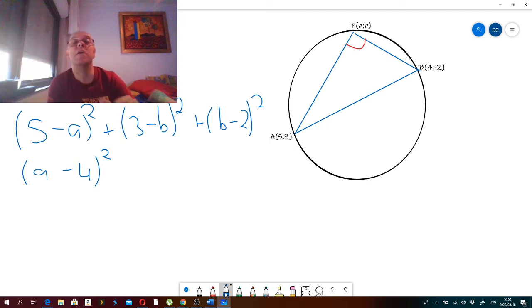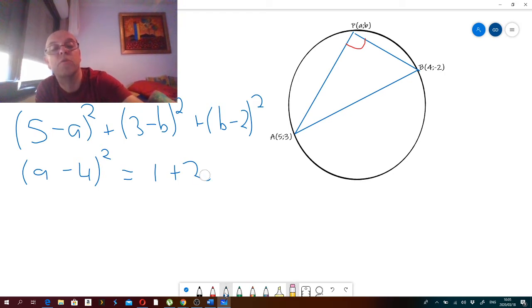Now that must equal the distance of AB, all squared. So the distance of AB will be 5 minus 4, which is 1, and 1 squared is just 1. And then 3 minus minus 2, which is 3 plus 2, which is 5, so that will be 25. Again we're not going to square root because we want the square. So the answer there is 26. Let me rub that out and write 26.